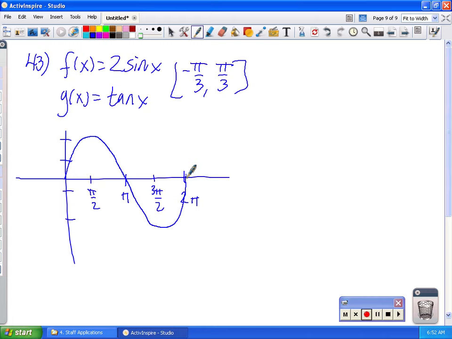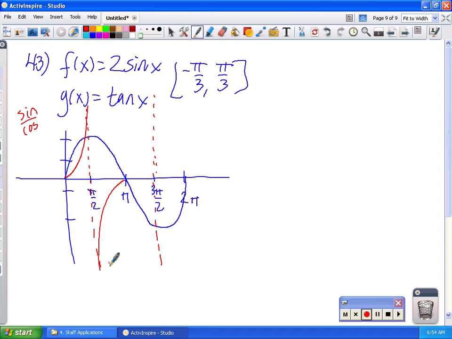Now, remember, tangent x has asymptotes at negative pi over 2, at pi over 2, and 3 pi over 2. Because remember, tangent is sine over cosine, and wherever the cosine is 0, we're going to have vertical asymptotes. Cosine, the x value is 0 at pi over 2 and 3 pi over 2. In the first quadrant, the tangent is positive, and in the second quadrant, the tangent is negative.